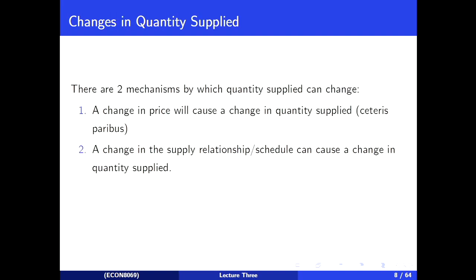Lovely. So, as with demand, we can talk about what kinds of things are going to cause changes in the quantity supplied. And just like demand, we have two distinct mechanisms by which we can talk about changes in quantity supplied. We can talk about changes due to changes in price, right? At different price levels, we have different quantities supplied.